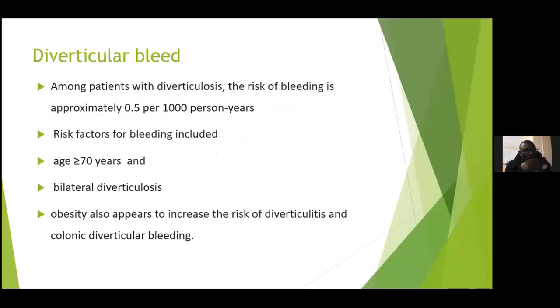Then you also look at bleeding as well. So bleeding, they did report about 0.5 per 1,000 persons as the prevalence for it. And the risk factors for bleeding include people who are elderly, more than 70 years of age, and for those having bilateral diverticulosis. Obesity is also linked to both diverticulitis and also with increased risk of bleeding as well.